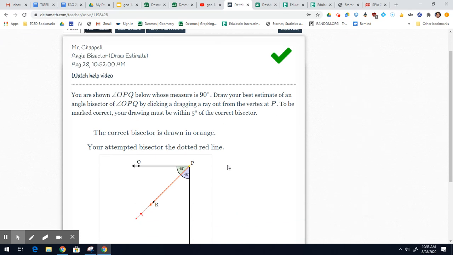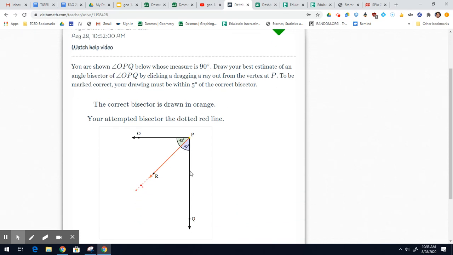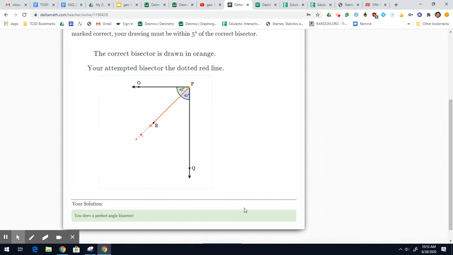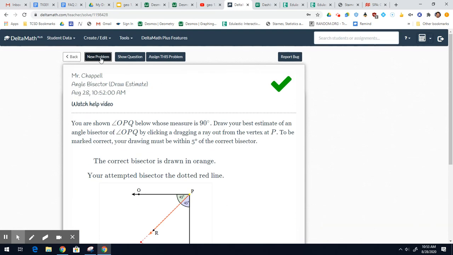And look at me. I think it's because it's a 90-degree angle. So don't feel like you're going to be exact all the time. But I did get it right because the dotted red one is their correct answer. Mine is the orange. Down here, it says you drew a perfect angle bisector. All right, now I don't want to be perfect because no one's perfect. So let me do this again.